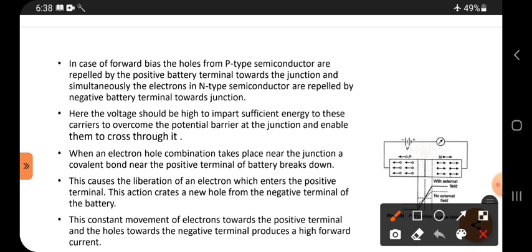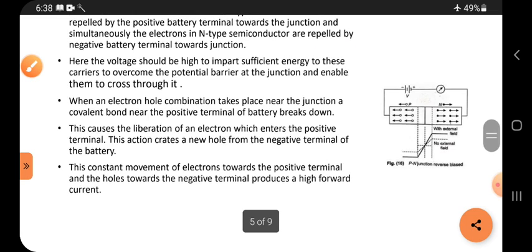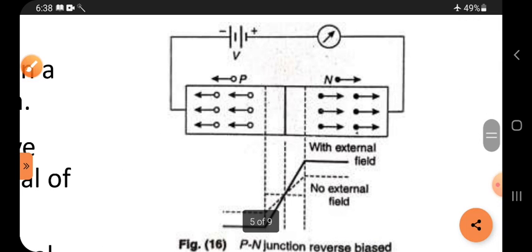In case of forward bias, holes from the P-type semiconductor are repelled by the positive battery terminal towards the junction, and simultaneously electrons in the N-type semiconductor are repelled by the negative battery terminal towards the junction. Here, see forward bias.